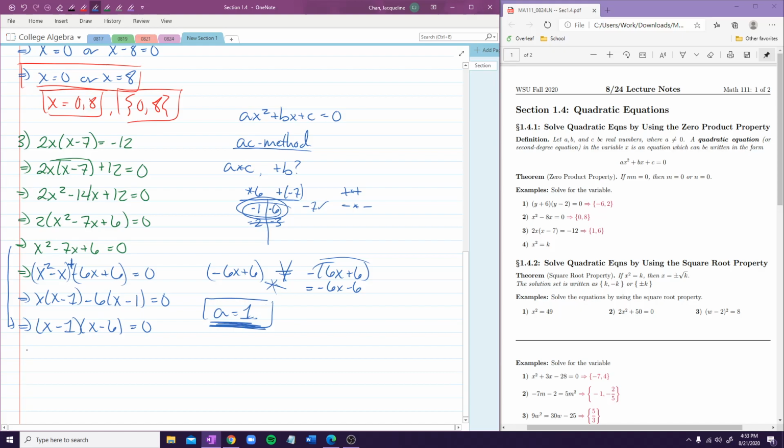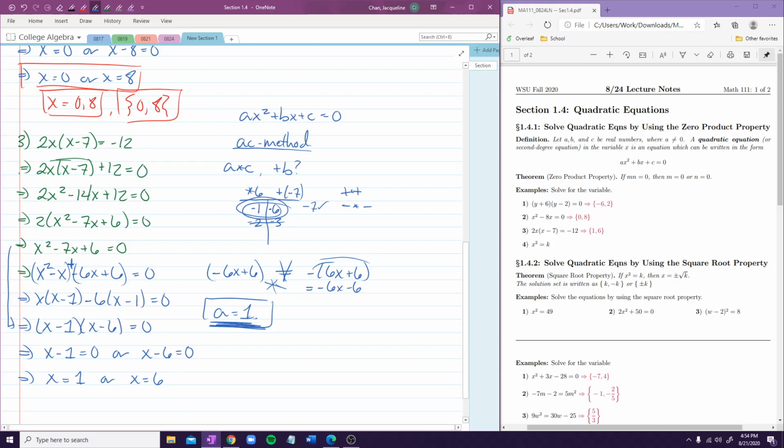Right? So, now that we factored this, we're so close. Now what we're going to do is use the zero product property. So it's going to be x minus 1 is equal to 0 or x minus 6 is equal to 0. So then we get x is equal to 1 or x is equal to 6.